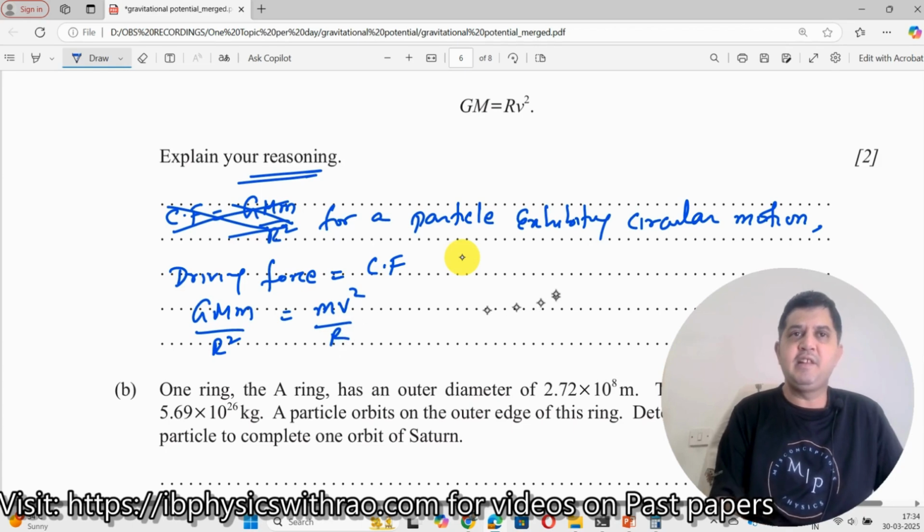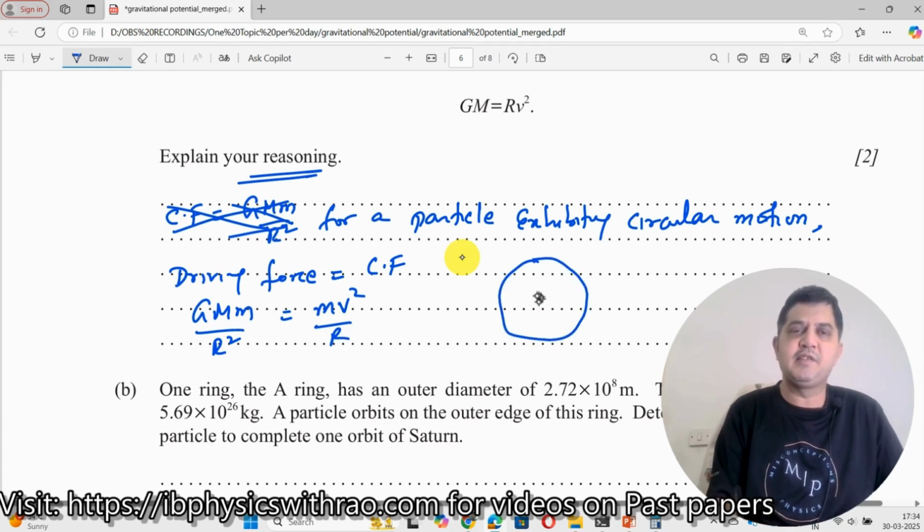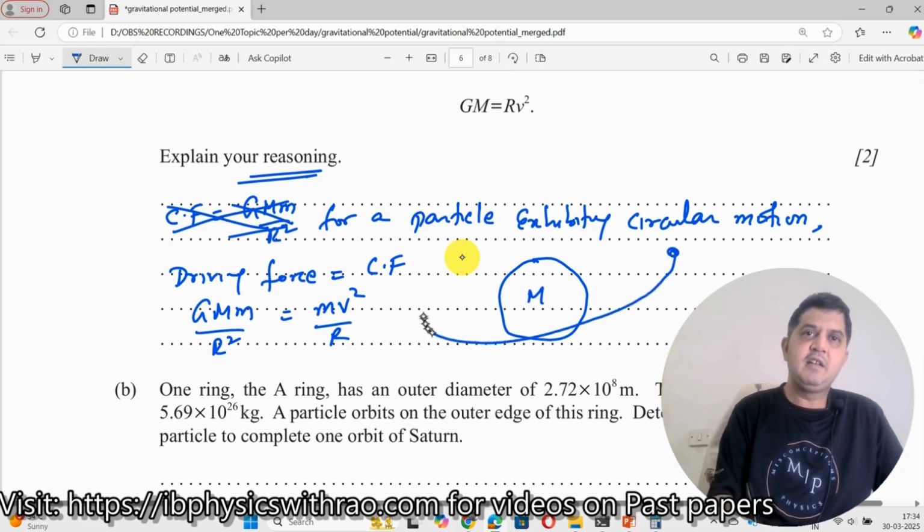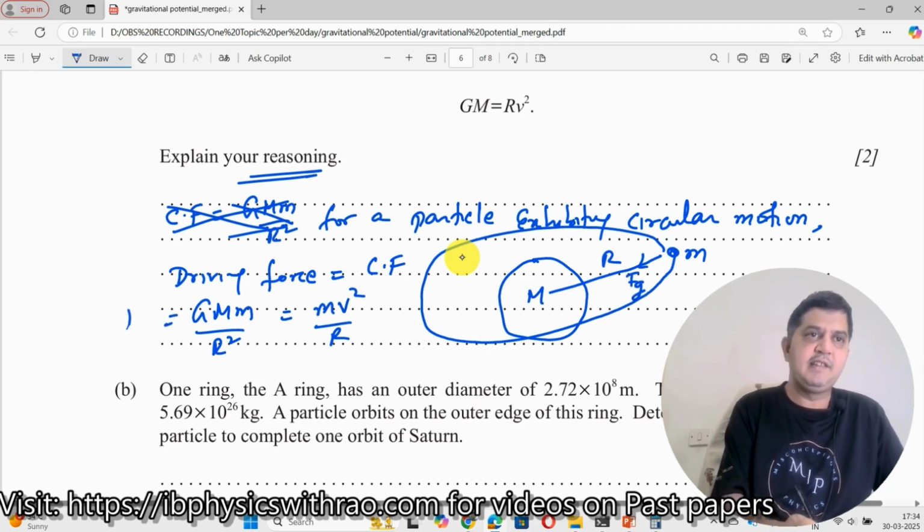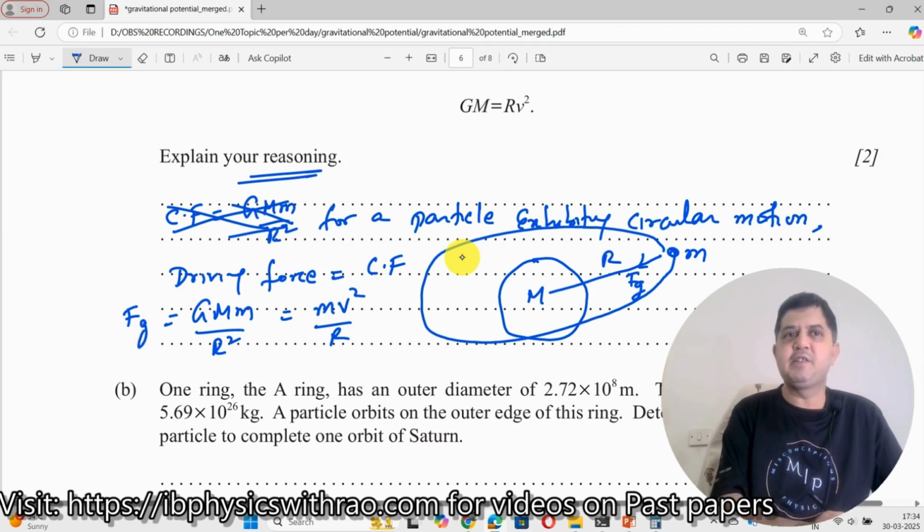Now, before drawing this, you should write down this is a Saturn of mass m. This is the ring which is moving like this over here of mass m, and this is my r over here. Okay, so you should now draw an arrow over here saying that this is your Fg. You should write this as Fg here. This explains the whole thing.